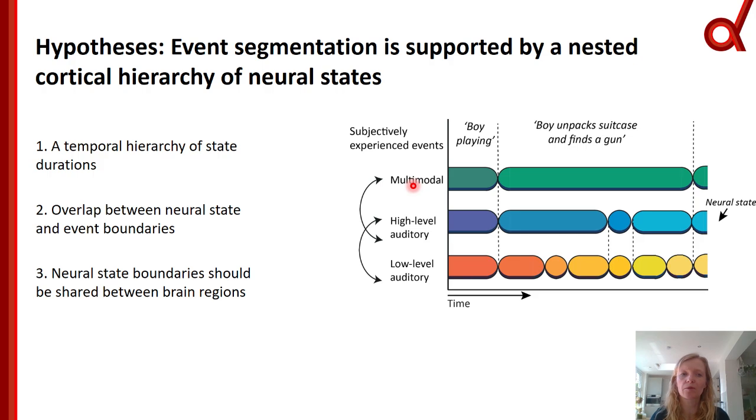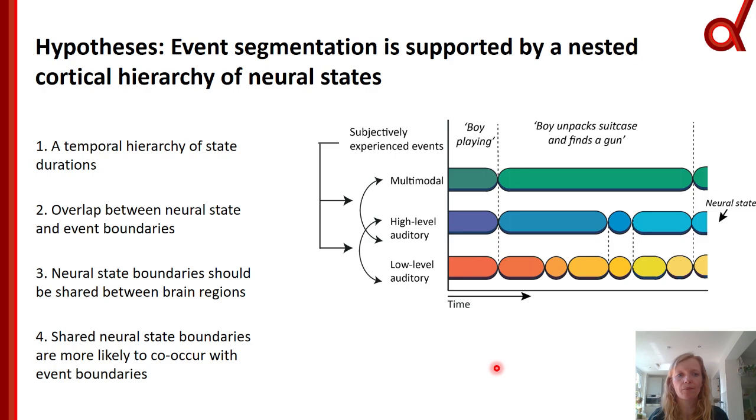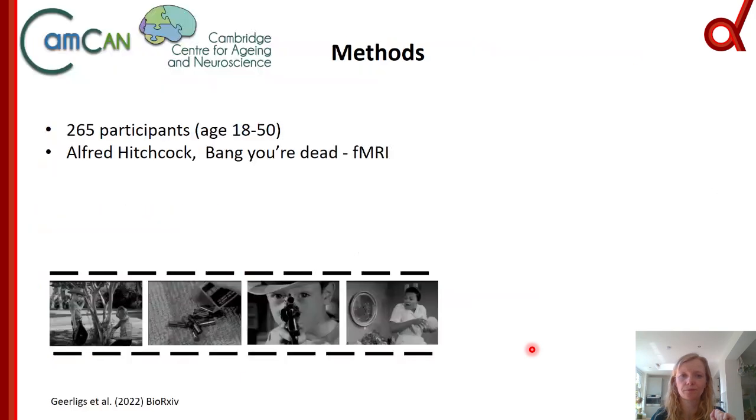Third, we expect that neural state boundaries are shared between different brain regions. And fourth, we expect that those neural state boundaries that are shared across regions, so those that are propagated upward in the cortical hierarchy, are also more likely to be subjectively experienced as events.